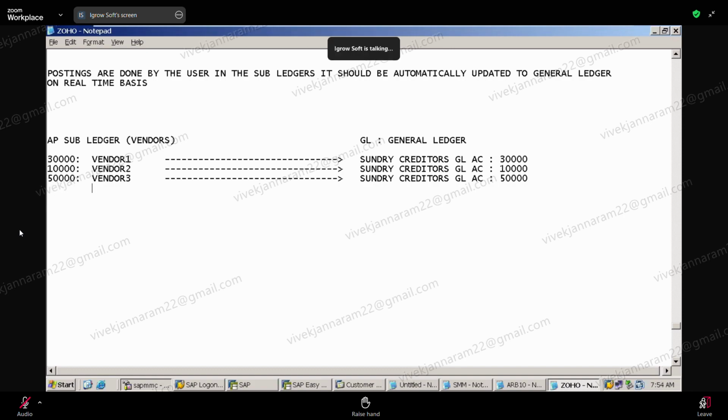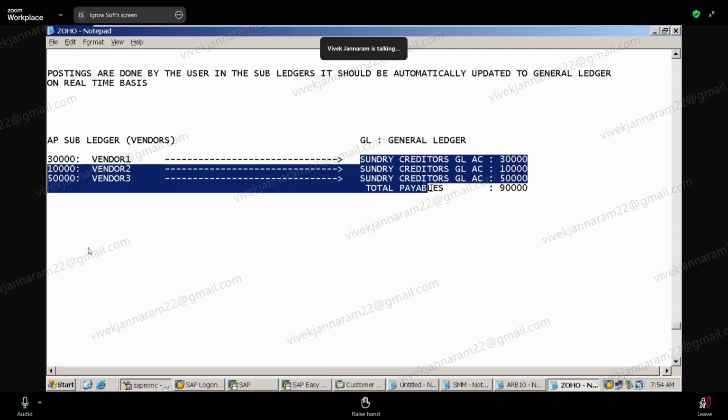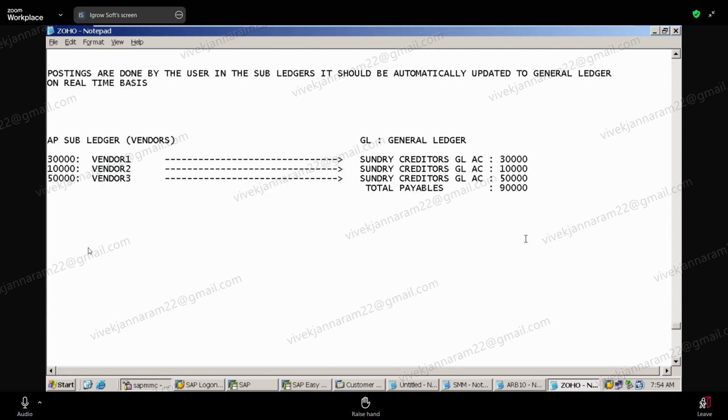So what is the total payables now? 90,000. Correct? Where can I see this 90,000, in the general ledger or subledger? The general ledger, in the sundry creditors account. So the total comprehensive picture I will see in the general ledger, and the individual picture, vendor-wise, I will see in the subledger.